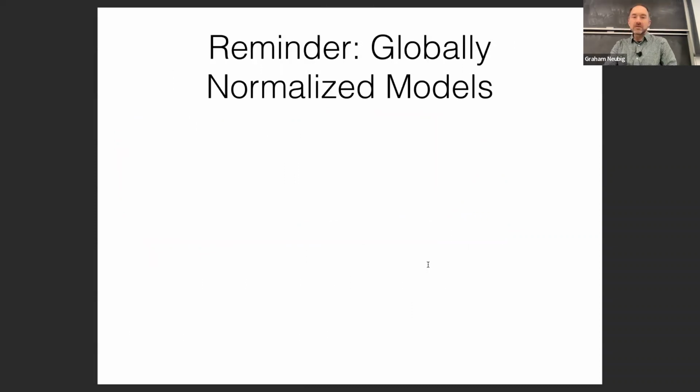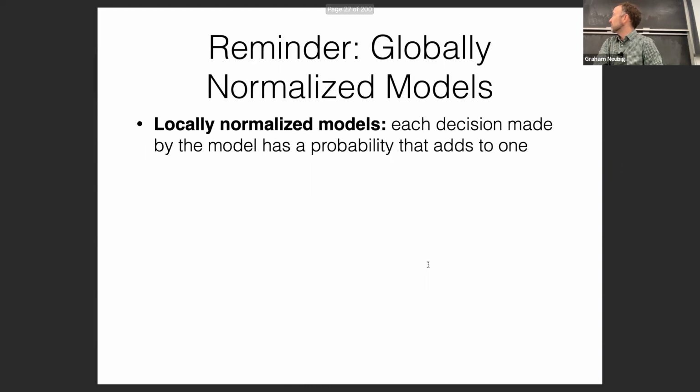Okay, so this says reminder, but it's actually not a reminder. I'm going to go through it more because I dropped the CRF class, so I'm going to go through it in a little bit more detail. But basically, there's an idea of locally normalized models and globally normalized models. And in general, we like to talk about probabilistic models, models that predict the probability of the output.